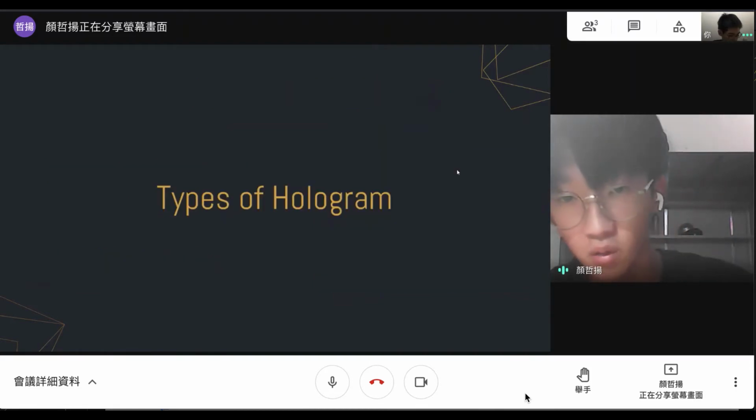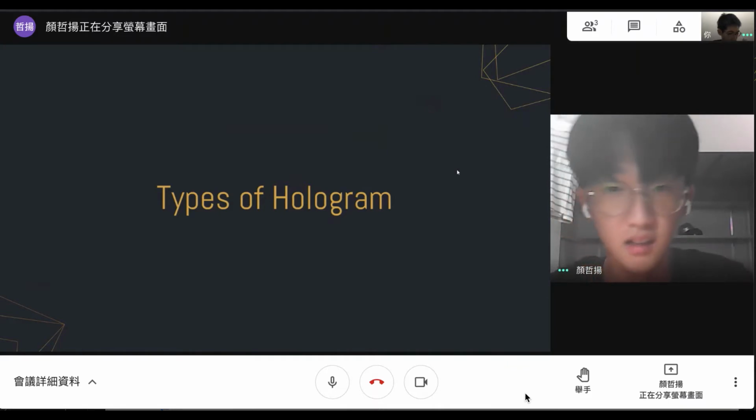Types of hologram. I'm sorry, the techniques I will introduce are all not real hologram. All of them don't meet the strict definition. But why? Because it is impossible to produce real hologram nowadays. Real hologram is still a concept.